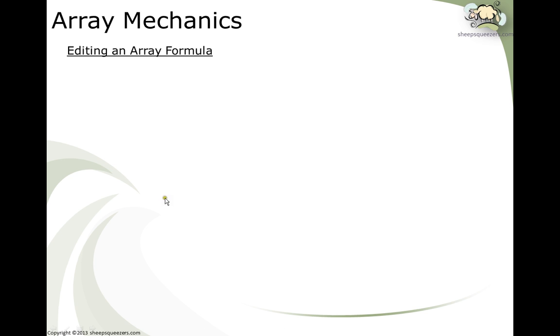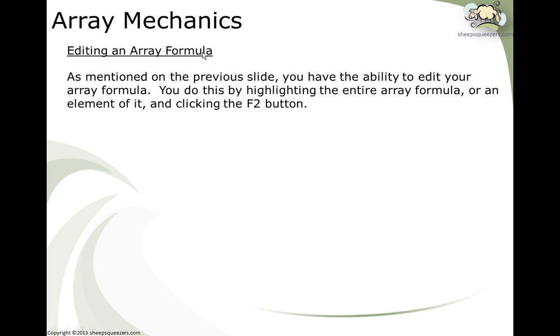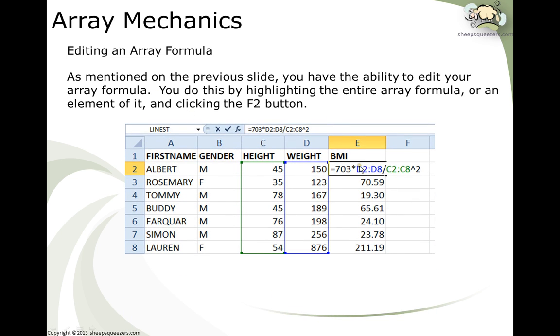Let's talk about editing an array formula. As we discussed in the previous slide, you have the ability to edit your array formula, and you do this by highlighting the entire array formula or an element of it and clicking the F2 button. Once you do that, you will be put into array edit mode, and you'll be able to change your formulas. Again, you can go in and change this 8 to a 7, or 703 to 704, whatever you need to do.